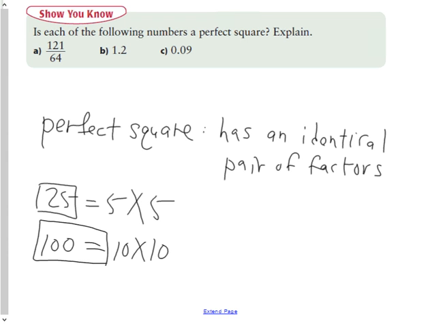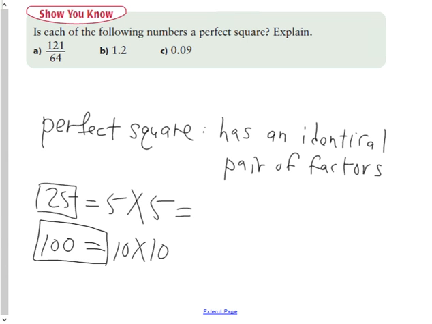But whole numbers are not the only ones that can be perfect squares. Rational numbers can be perfect squares too, not always, but they can be. So when we deal with fractions, which of course are rational numbers in fraction form, if we look at the first one, 121 over 64, oh, let's go back to this one.